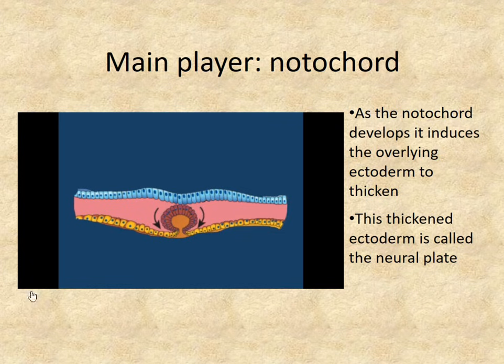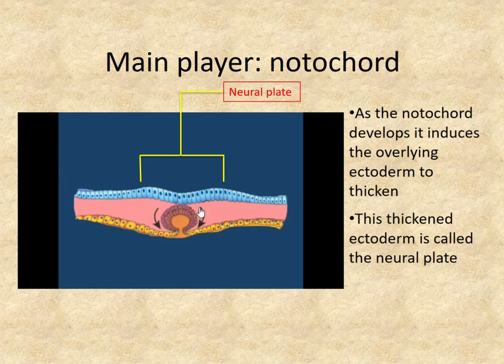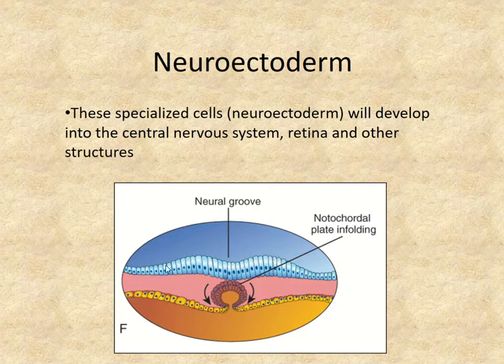The notochord is going to induce thickening of the ectoderm that is overlying the notochord. You can see it getting taller in this little animation, and we're going to call that thickened area the neural plate. So the notochord induces the thickening of the ectoderm to form this neural plate. This special thickened ectoderm that makes up the neural plate is referred to as neuroectoderm at this point, and that's essentially just what we refer to that region.